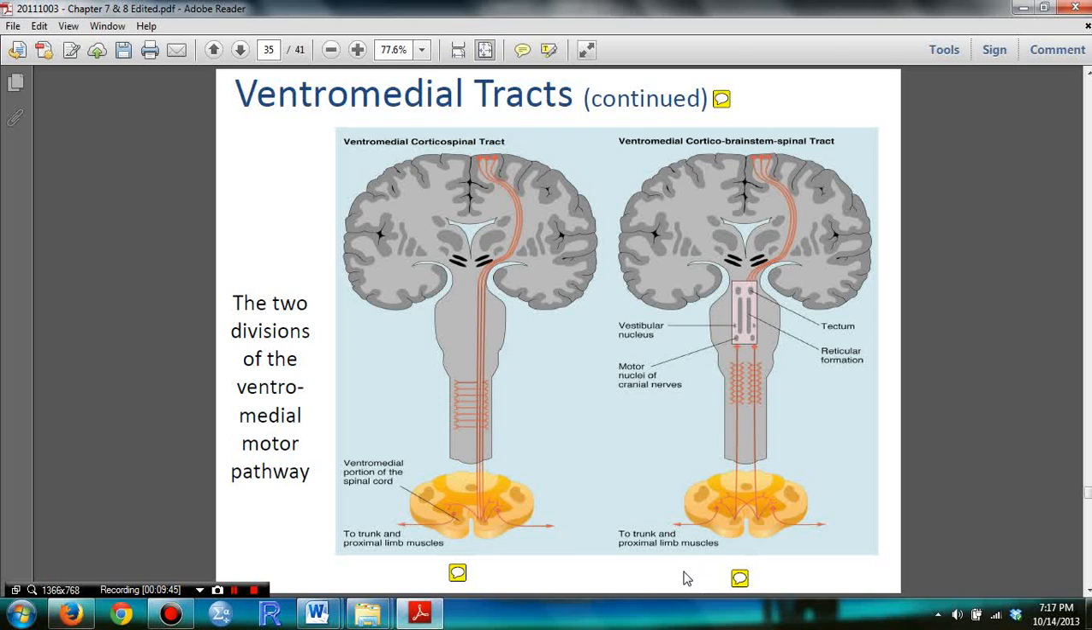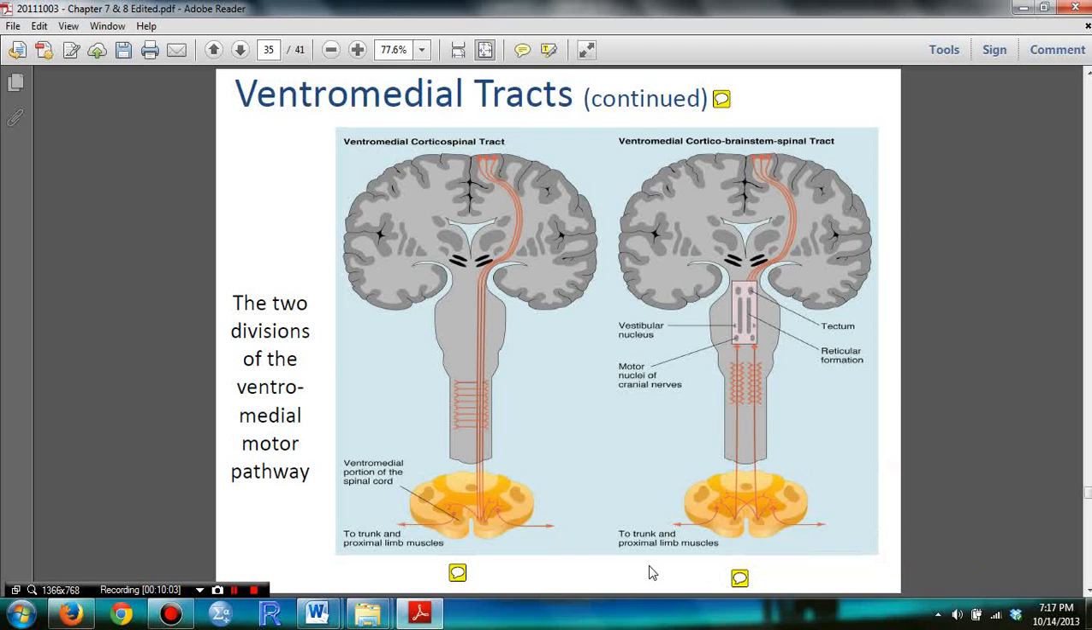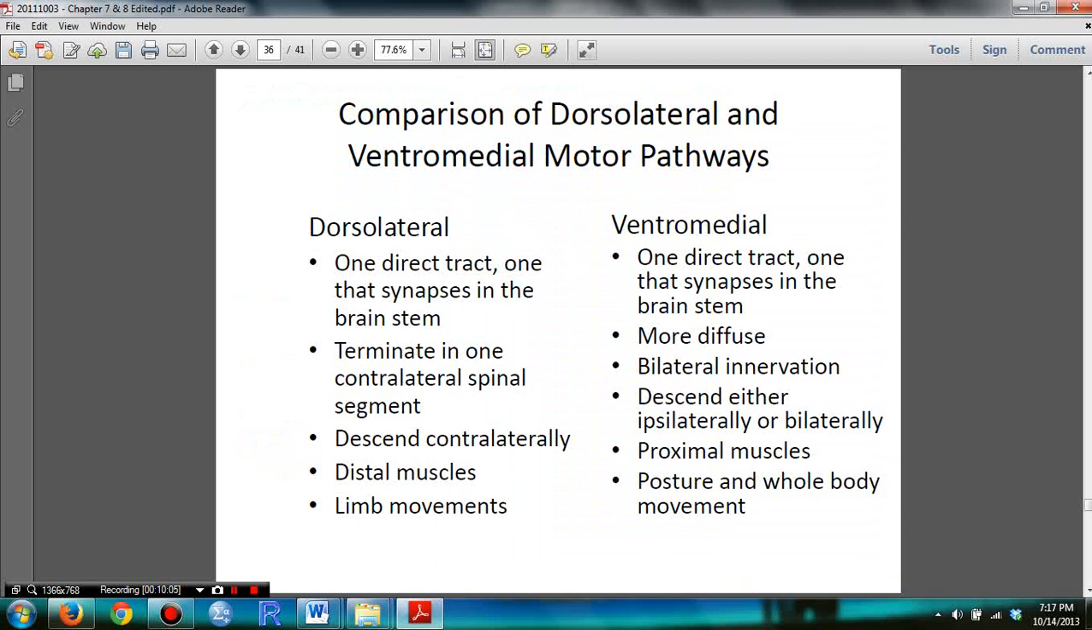For the ventromedial cortical brainstem spinal tract, it interacts with various brainstem structures and descends bilaterally, carrying information from both hemispheres. It synapses on interneurons of multiple spinal segments controlling proximal trunk and limb muscles. This slide summarizes the differences between the dorsolateral and the ventromedial pathways.